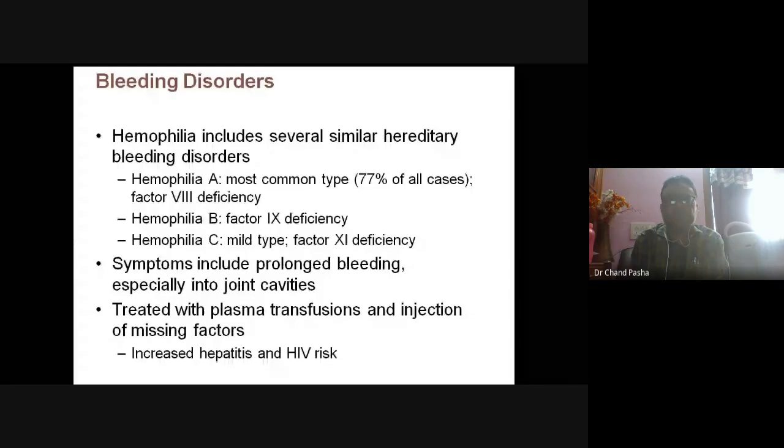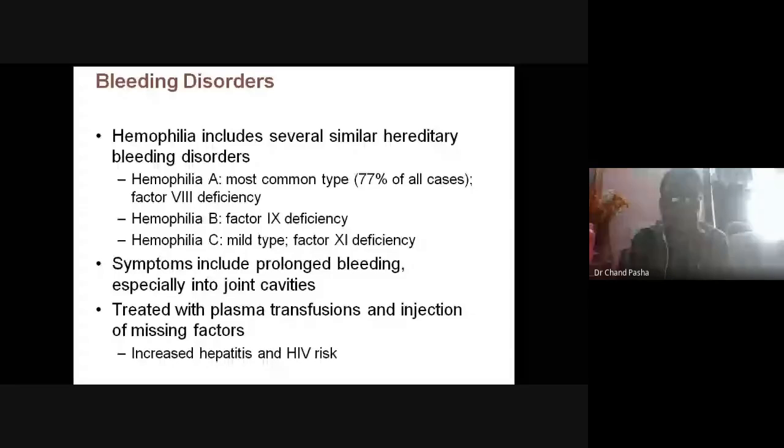Now, the most important thing, hemophilia. Several similar hereditary bleeding disorders are also there. Three important types are there. Hemophilia A, I told you. I thought somebody would correct and answer, but I know that everybody is sleeping here.